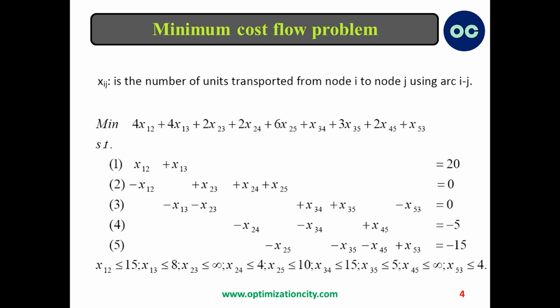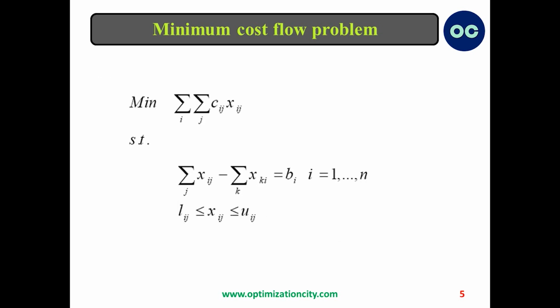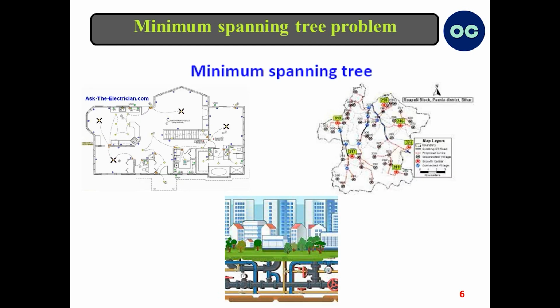Based on the above characteristics, the general form of the minimum cost flow problem can be expressed as follows. This model shown here represents the general form of the minimum cost flow problem. However, we can simplify this model into the other form, which is explained here. The minimum spanning tree involves connecting the different nodes in the network in such a way that the shortest distance is established. The connections between nodes are not directional.